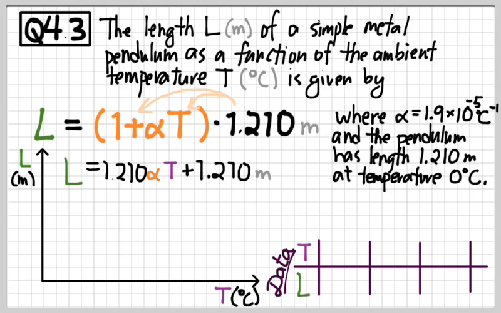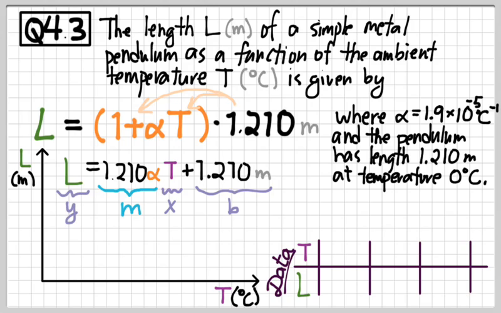In particular, what's playing the role of y? L is playing the role of y. And x? T. Those are our independent and dependent variables. We're stuck with those two. But now what's b? The vertical intercept, what's that going to be? 1.210 meters. So there's our intercept, 1.210 meters. And the most interesting of all, what here is playing the role of m, the slope? 1.210 times alpha.